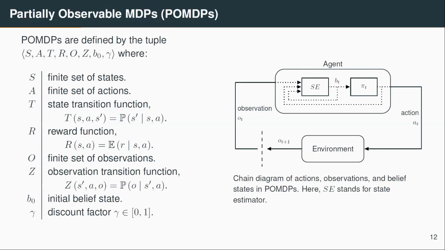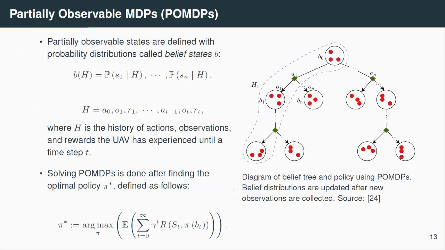A formal definition of a POMDP is given by the tuple that you can observe here, where we have the same set of variables of an MDP plus a finite set of observations. These observations are the actual representations of the environment that we get from the sensor systems of the UAV. We also have an observation function that is the mechanism to model uncertainty using a probability distribution. In addition, we have an initial belief state.